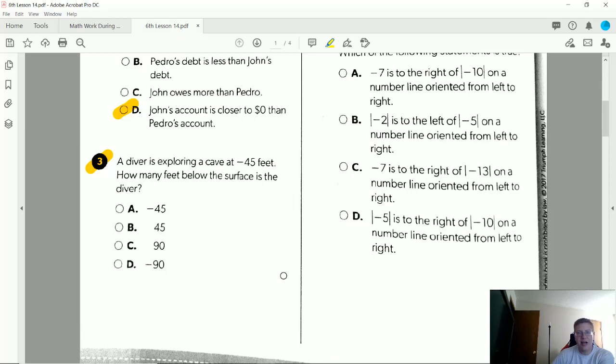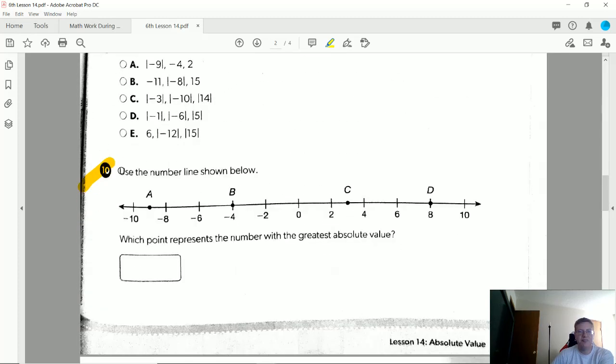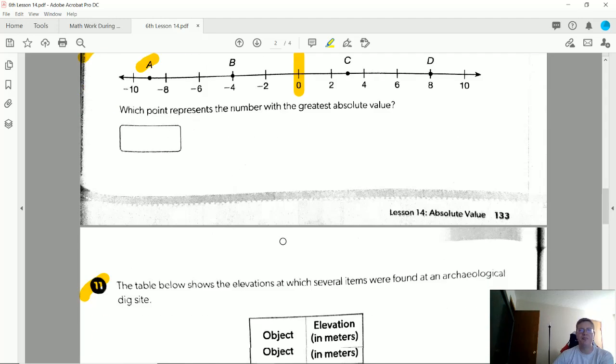Number 3, a diver is exploring a cave at negative 45 feet. How many feet below the surface is the diver? 45. We'll have a question later on that talks about depth as we work with that. Use the number line below. Which point represents the number with the greatest absolute value? So we want the furthest from here. So this letter C is 3 parts away. Letter B is 4 parts away, letter D is 8 parts away, and letter A is 9 parts away. So A, it would be our one that has the greatest absolute value.